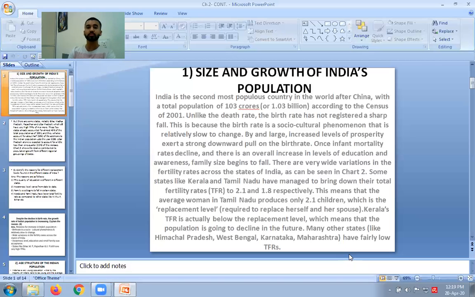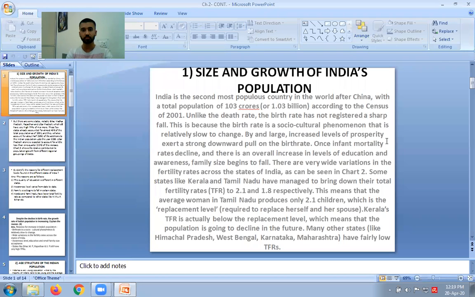Why? Because the birth rate is something that is related to a socio-cultural phenomenon. Now, what is a socio-cultural phenomenon? Socio is a word that is used for society, right? And when I say cultural phenomenon, it means something that is related to our culture, the way we are doing things. It is related to our rituals. It is related to the mindset of a society. So the birth rate is related to a socio-cultural phenomenon.